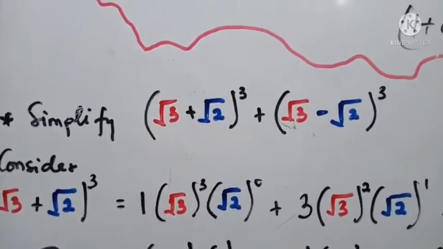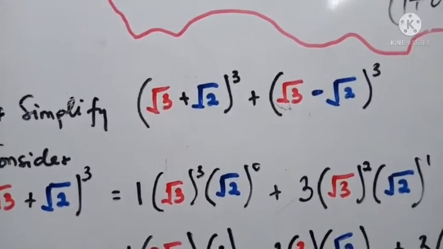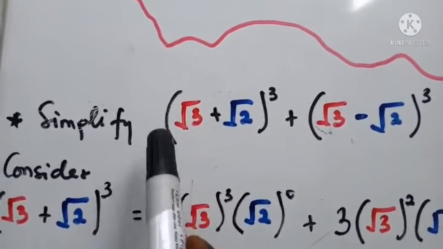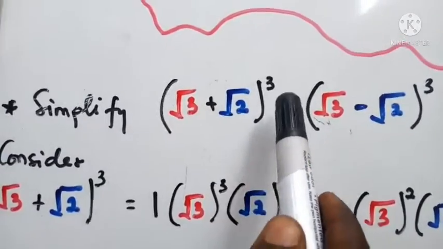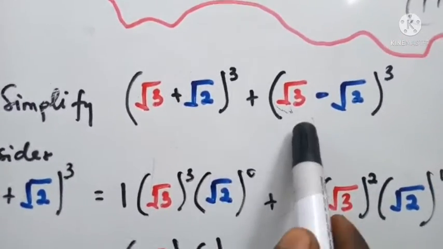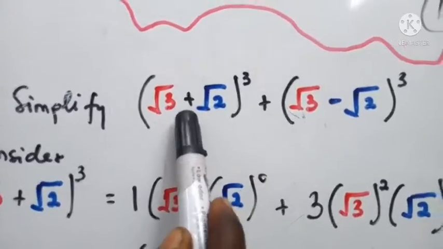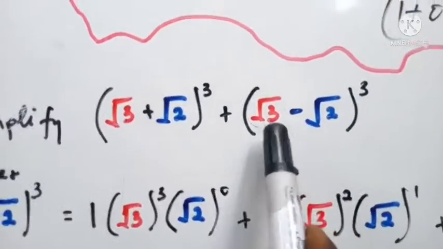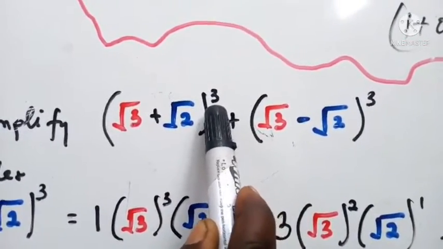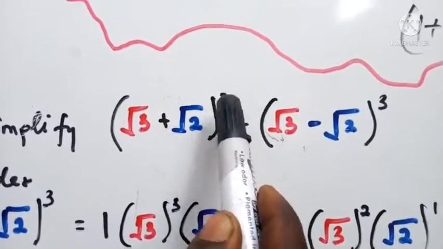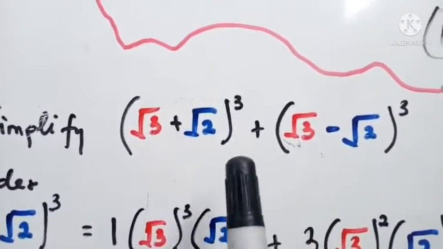Okay, the question says that we should simplify and leave the answer in surd form. So this is what you have: (root 3 plus root 2) all raised to the power 3, and then plus or minus root 2. The only difference is the addition and subtraction, but it's being raised to the power of 3, so this is not a square. If it were a square, it would be very easy to go about.